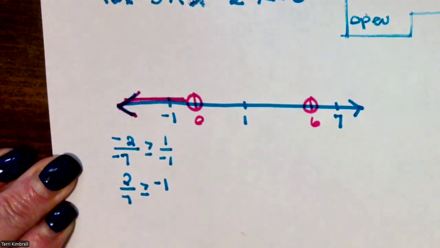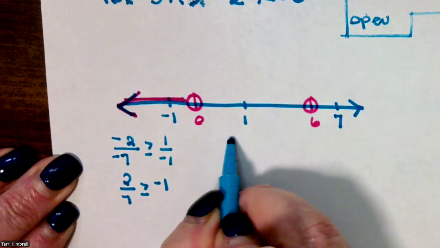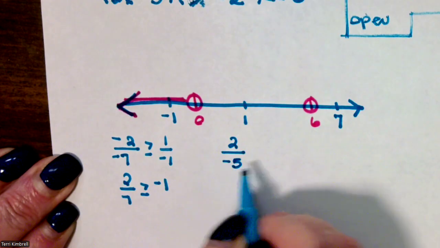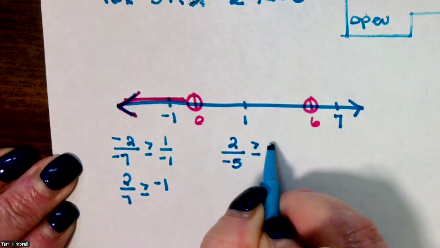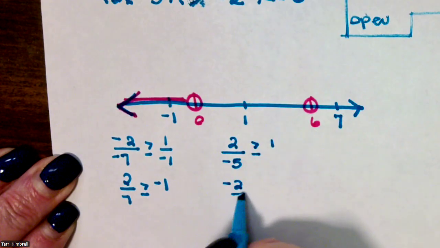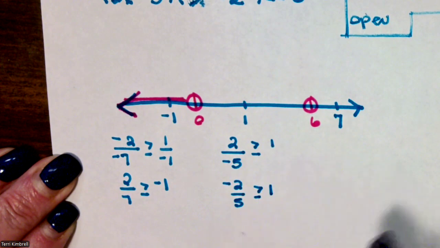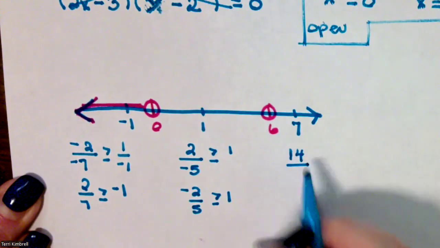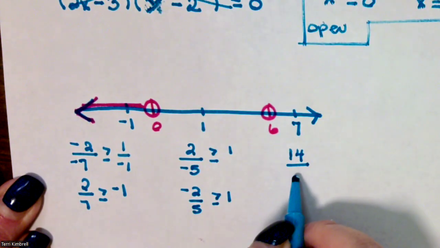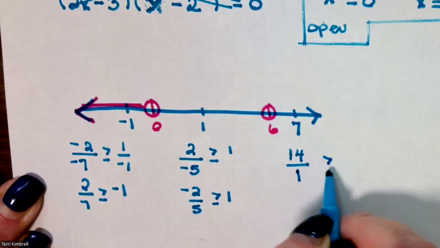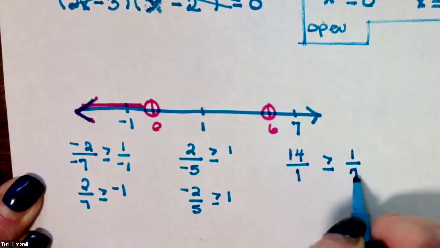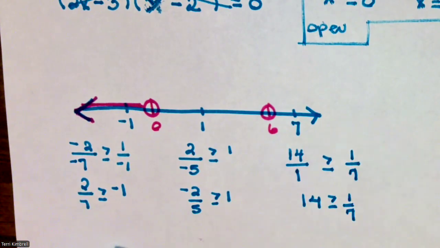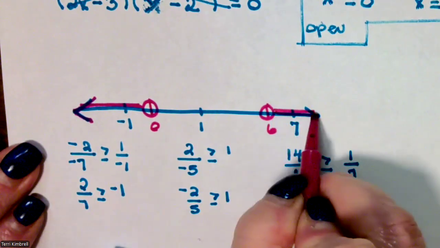And going back to the original, it's 2 times 1, which is 2. 1 minus 6 would be negative 5, is greater than or equal to 1. So negative 2/5 is not bigger than 1. Then I'm going to go to 7. 2 times 7 would be 14. 7 minus 6 would be 1. Is that greater than or equal to 1/7? Yes, 14 is bigger than 1/7. So then you would have answers to the right.